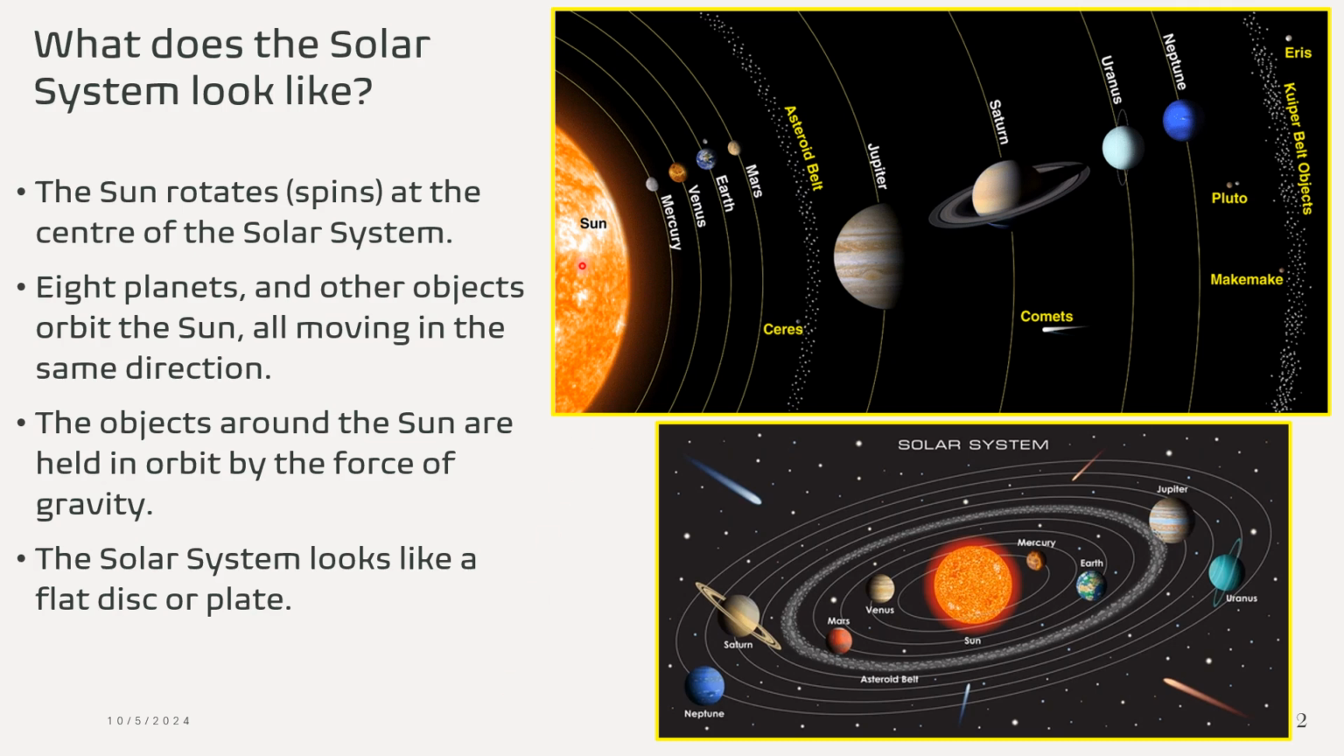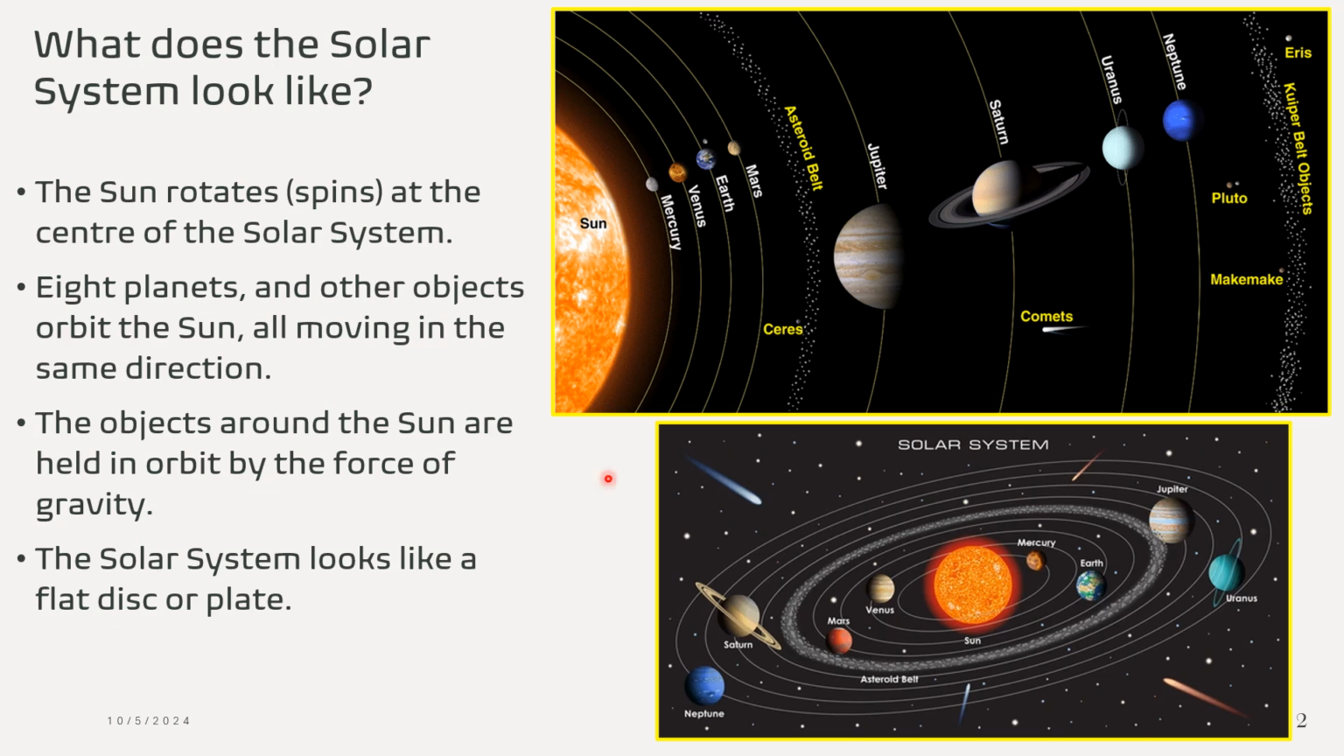We know that the sun is at its center. So the sun rotates or spins at the center of the solar system. But 8 planets and a lot of other objects also orbit the sun, and they are all moving in the same direction. So we can see the planets, there's an asteroid belt, there are more planets, dwarf planets, comets, there's the Kuiper belt as well. So there are many different objects that orbit the sun.